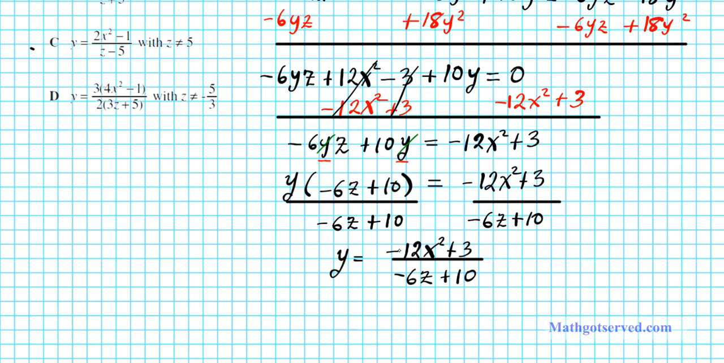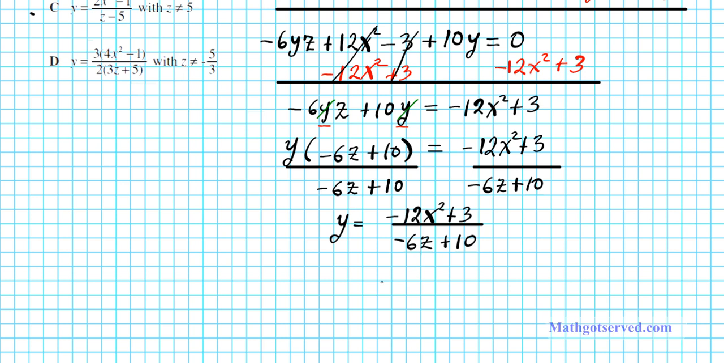In the numerator, I can factor out the greatest common factor, negative 3. And then down here, I can pull out the greatest common factor, which is negative 2. All right? So if we pull out the greatest common factor, we'll end up with y equals negative 3 times the quantity. If you take out negative 3 from negative 12x squared, you will be left with 4x squared. If you take out negative 3 from positive 3, you end up with negative 1, minus 1. Okay? In the denominator, remember what the greatest common factor was.